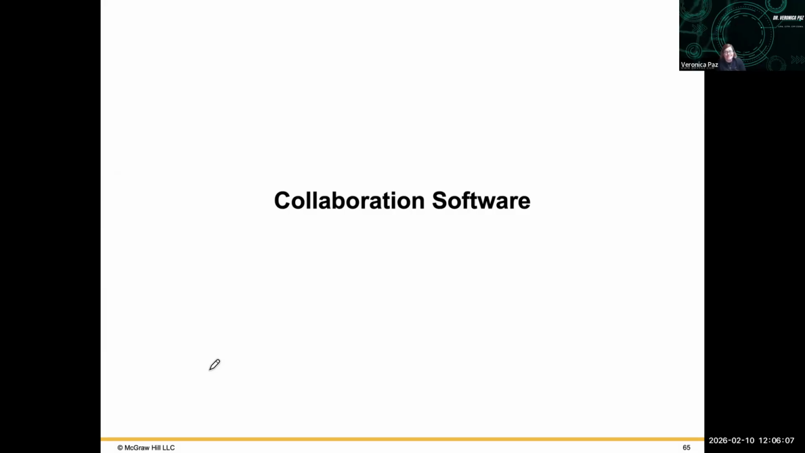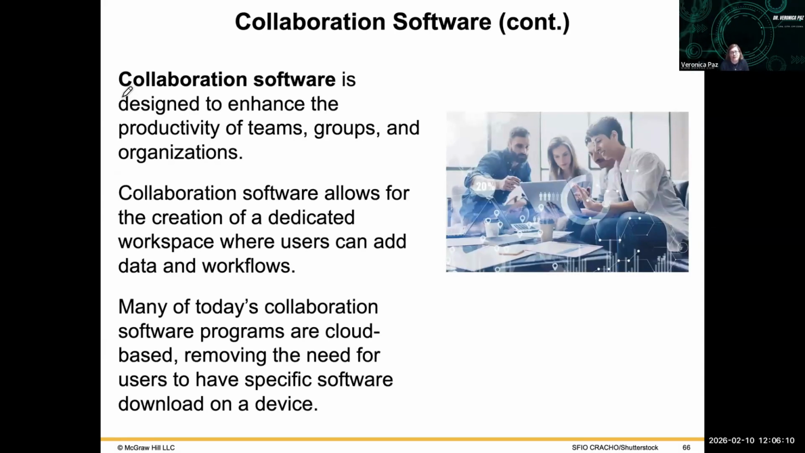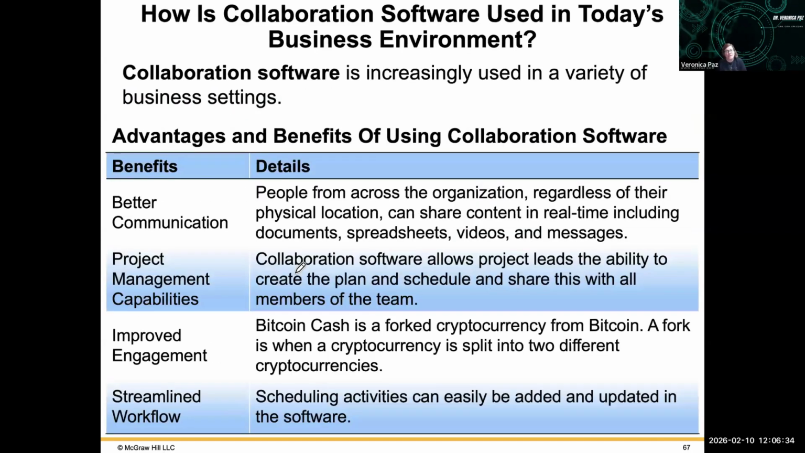And now we move on to our last phase, which is collaboration software. What this software is designed to do is hopefully enhance your productivity, your efficiency, your effectiveness across your teams or your groups. It gives you a dedicated workspace. It might have data and workflows like SharePoint. You can build workflows so that it automatically sends it to the next person to approve. And you will have all of this to hopefully make the company run smoother. This collaboration software is hopefully for better communication, to manage your projects, and improve engagement across the organization. And one of the main ones is streamlining workflows.